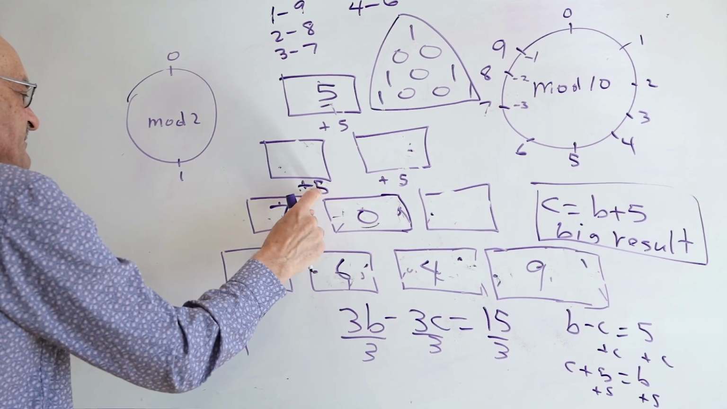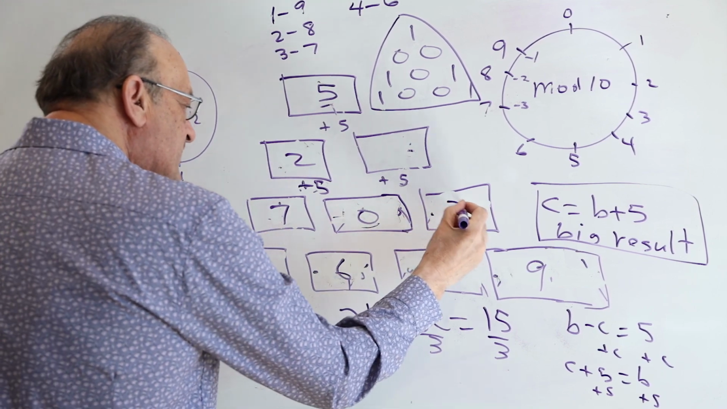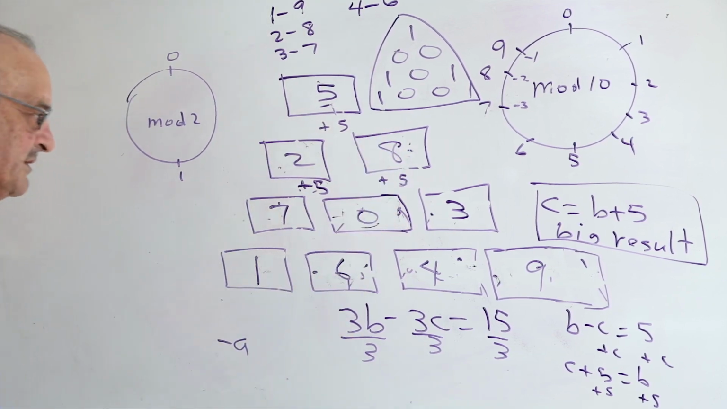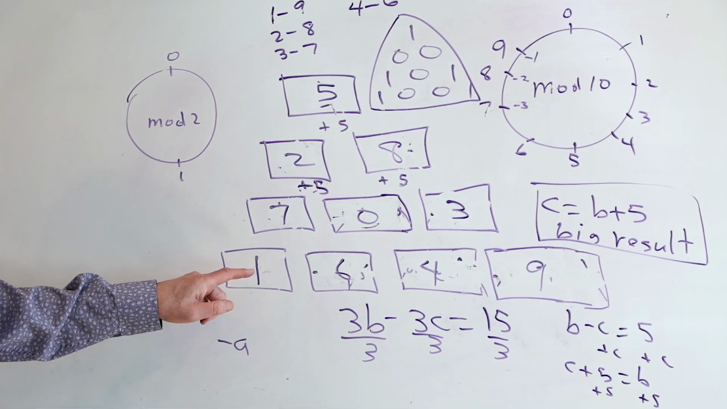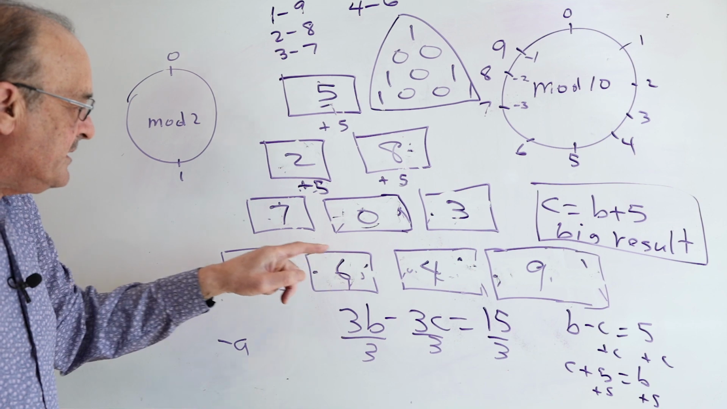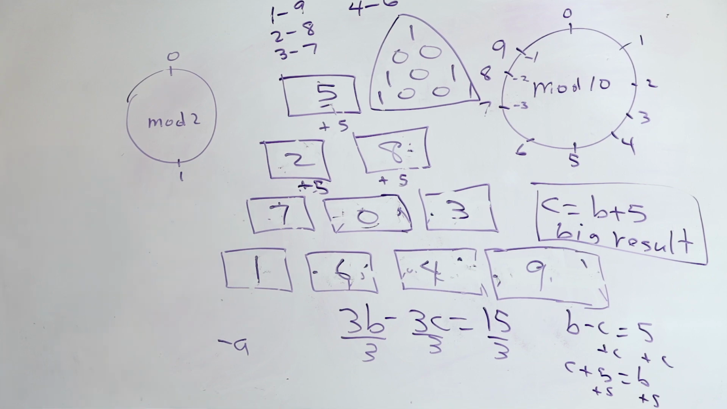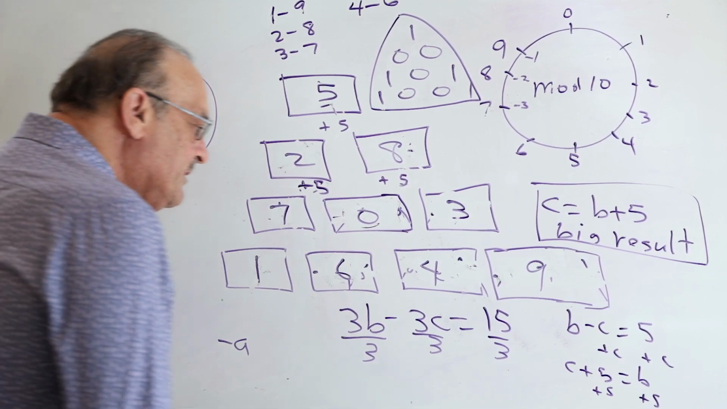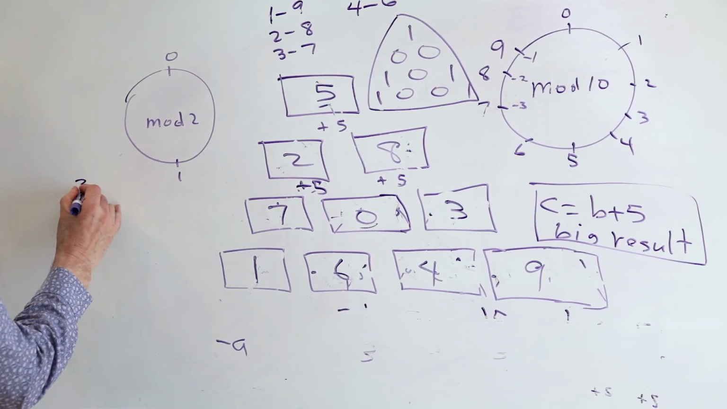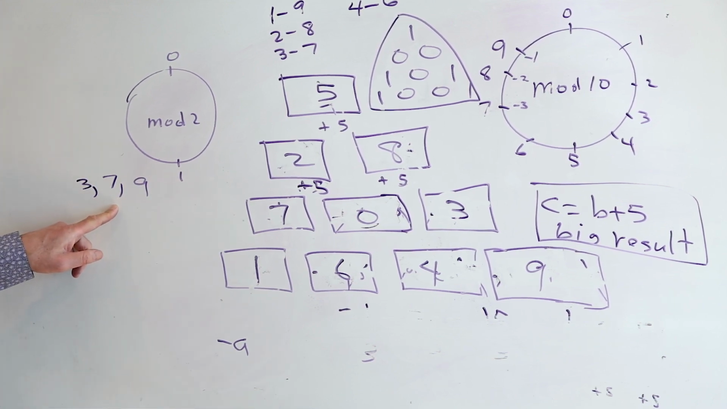Now, 7 plus 0 plus 5 is 12, so we write 2. And then 7's partner is 3. 3 plus 0 is 3 plus 5 is 8. And look, we have a solution. We have 1, 2, 3, 4, 5, 6, 7, 8, and 9. So we have a solution. Previously, when we got a solution, we were able to find other solutions by timesing by 3, 7, or 9. And these are the numbers that are less than 10 that are relatively prime to 10.